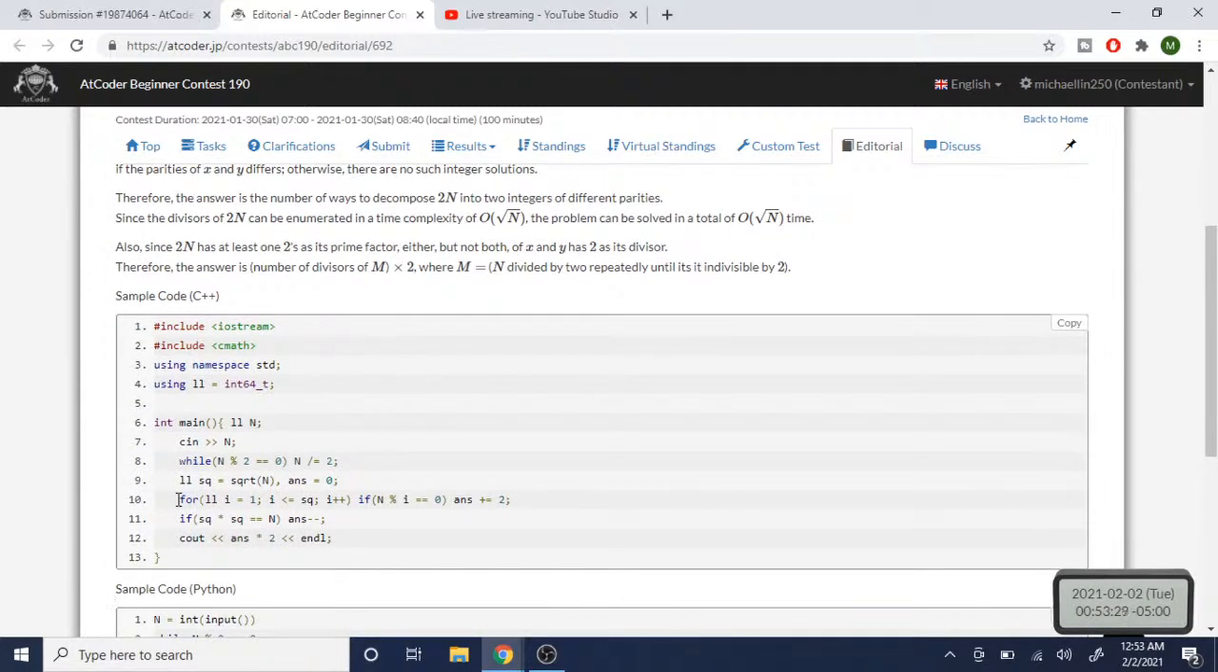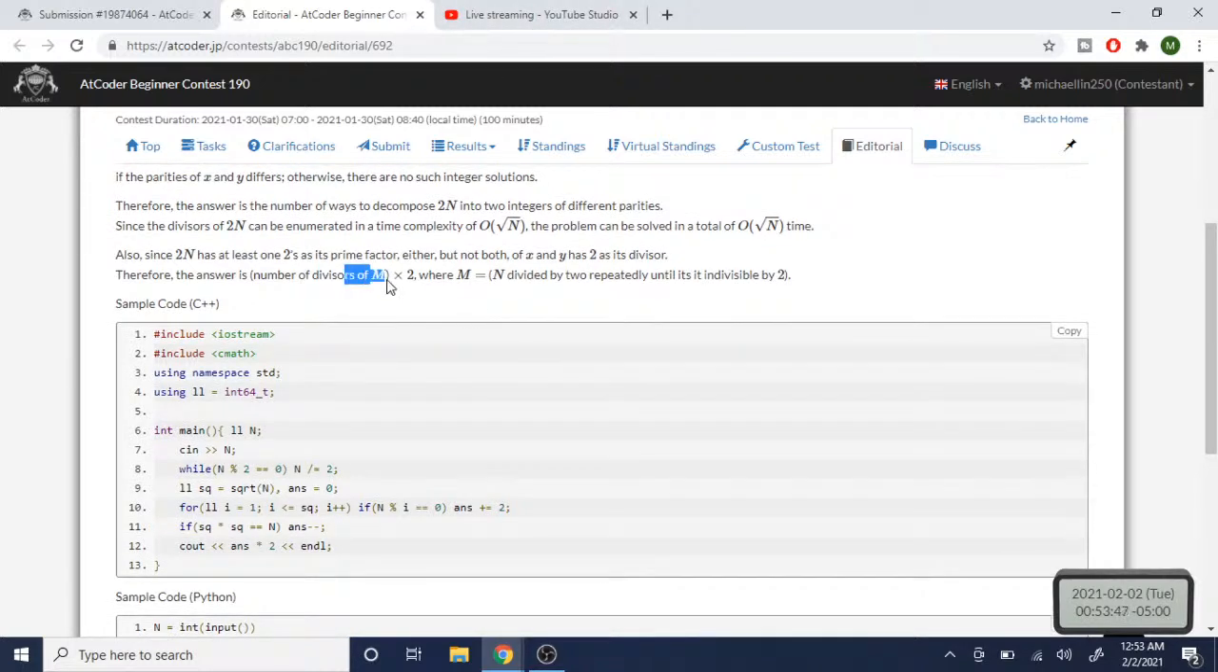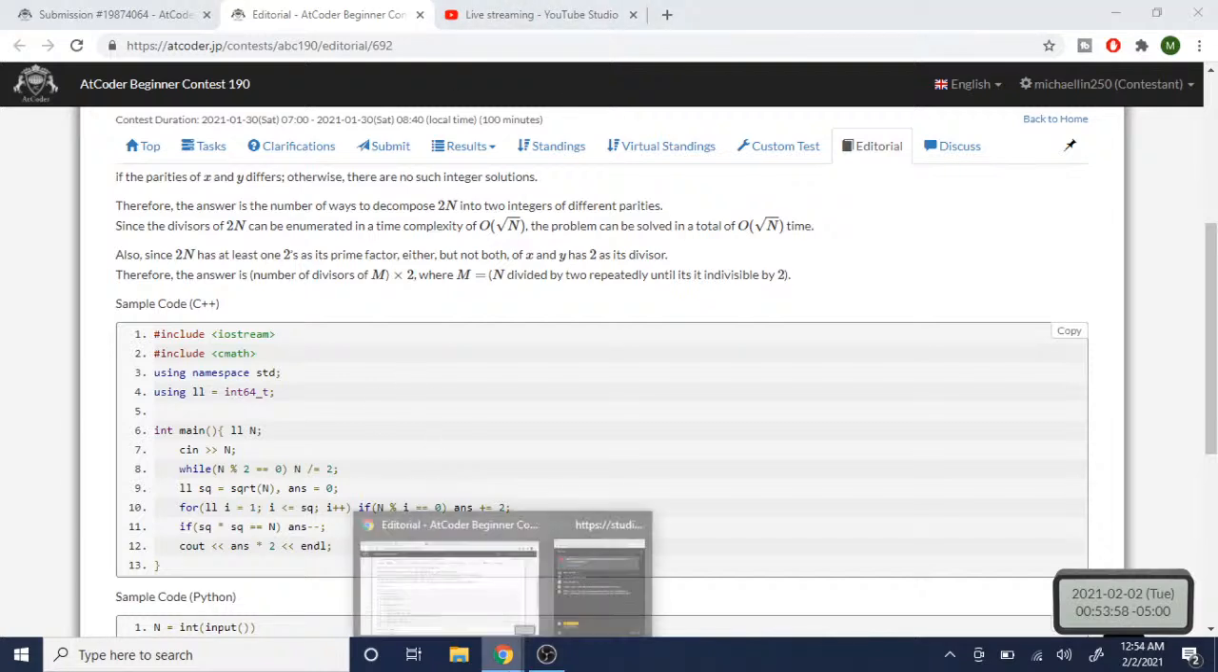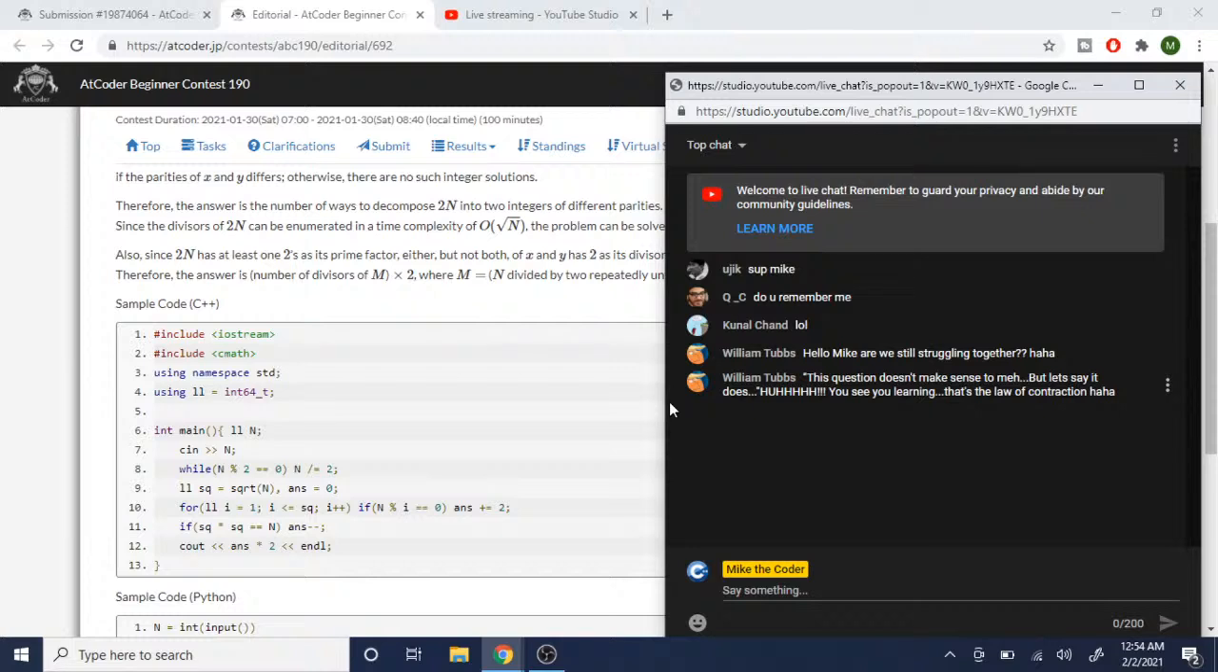So is that what this code is doing? I'm guessing that's what it's doing. Is it finding the number of divisors of m? I don't know. I don't know. This question doesn't make sense, but let's say it does.